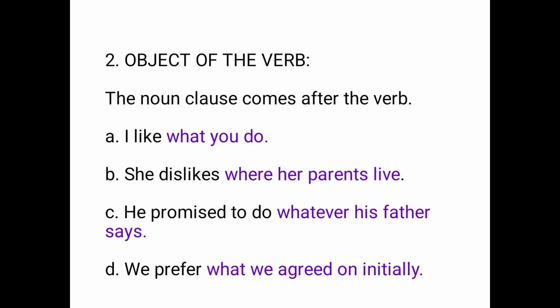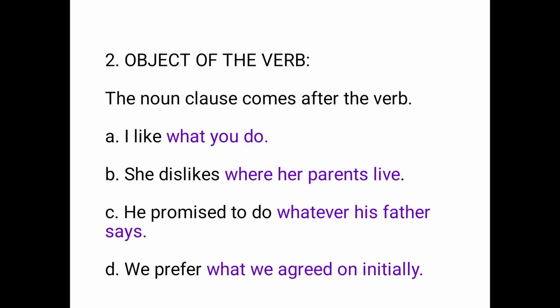I like what you do. What you do there is the object of the verb like. You see that it is coming after the verb. She dislikes where her parents live. Where her parents live is a noun clause coming after the verb dislikes.